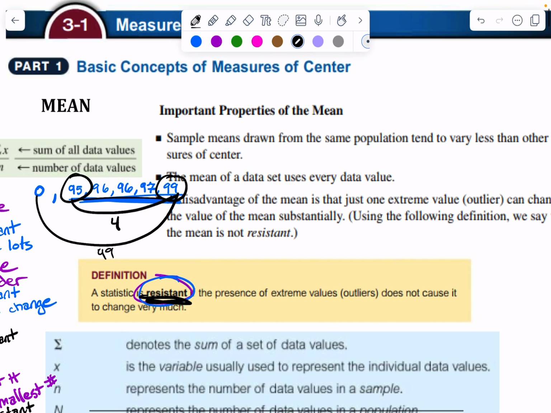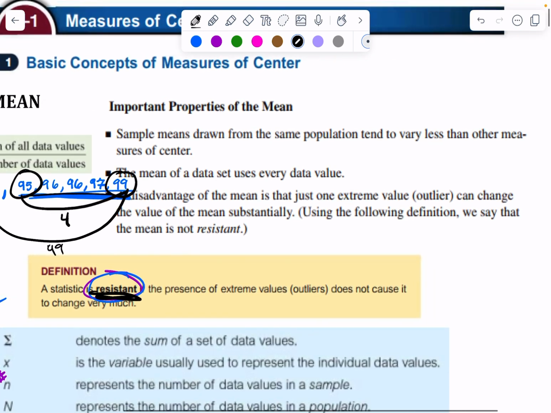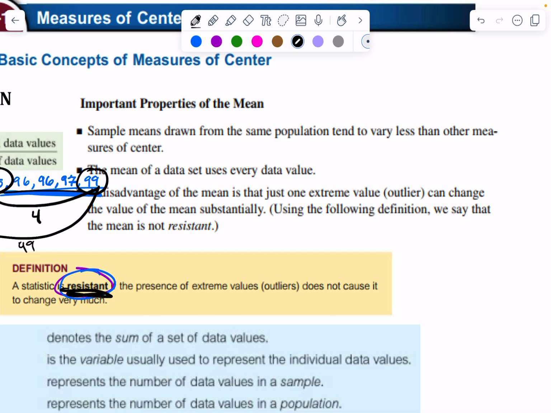Let me go up here. Important properties of the mean. Sample means drawn from the same population tend to vary less than other measures of center. Okay, so let's talk about this. Sample means drawn from the same population, okay?